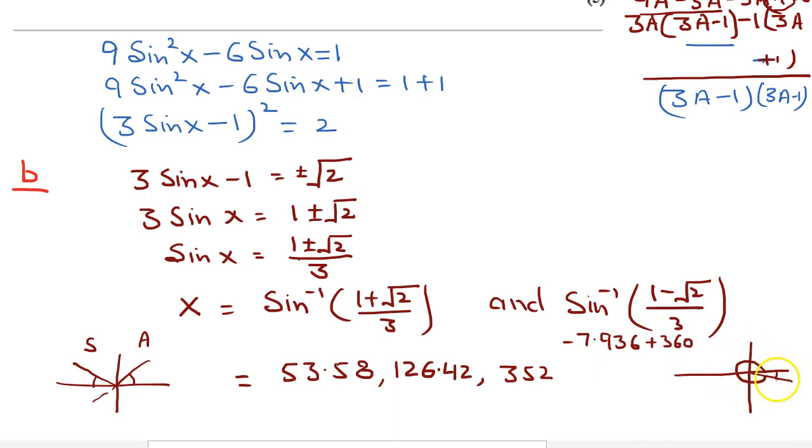And instead of writing negative, 0 to 180, 352.06. So we have one value here. In the same way we have another value. This is here, so this is 180 plus 7.936, so 187.93, which is 0.94. So this is the solution. These are the 4 angles.